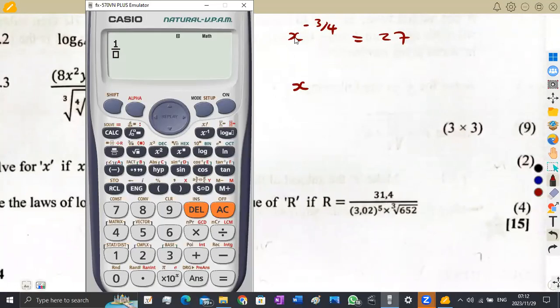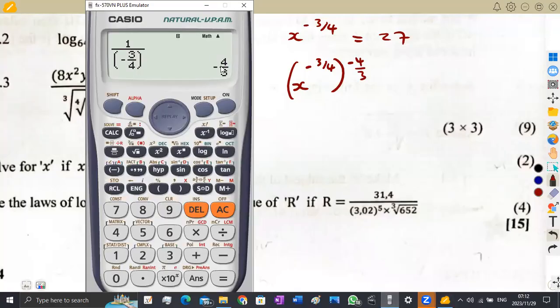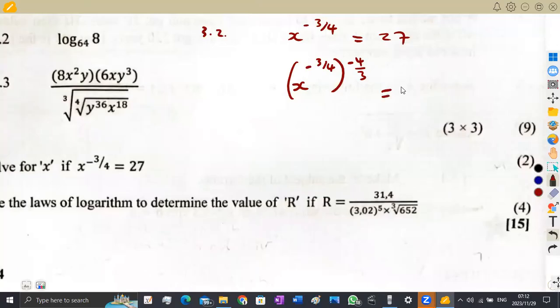That is the reciprocal of minus 3 over 4. So you're going to have minus 3 over 4. This is the reciprocal of minus 3 over 4, which gives us what? Minus 4 over 3. So we are going to raise everything to the exponent of the reciprocal, which is the inverse, which is minus 4 over 3. Also, 27 is going to be raised to the exponent of the reciprocal, which is minus 4 over 3.